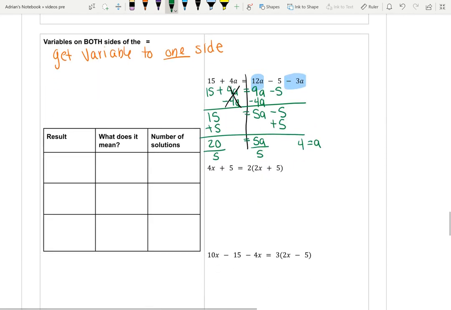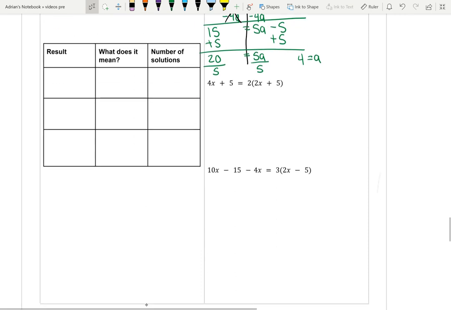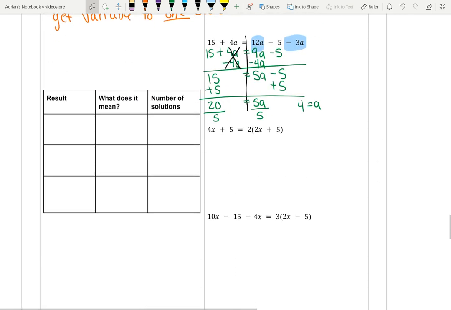And as we're filling these out, I'm going to have us fill in this little chart here. So we're going to look at what we get and what it means, because on our next ones, we're going to get some different kinds of answers that we haven't seen before. So my first one, I got that a was 4. So what does that mean? It just means that a is 4. And how many solutions do I have here? I just have one. a is 4, and that's it.